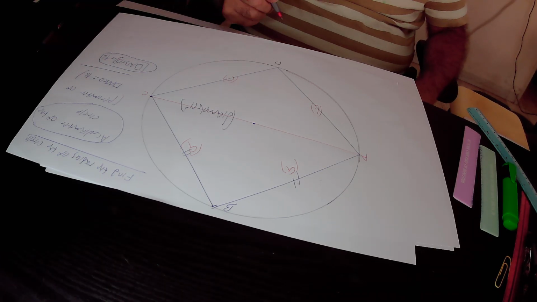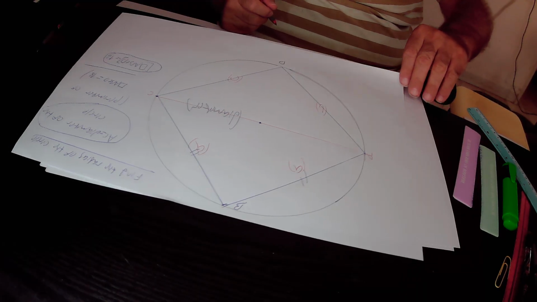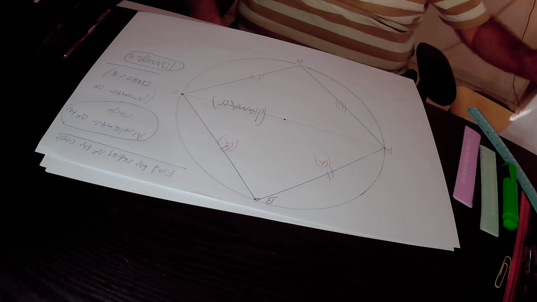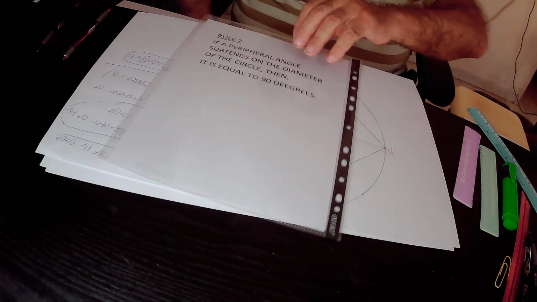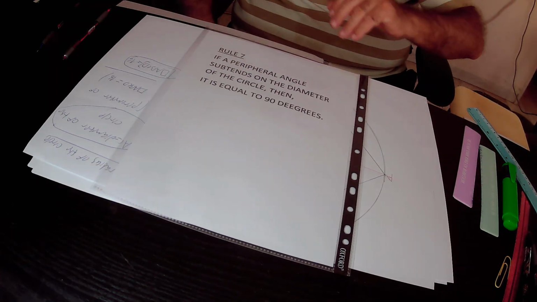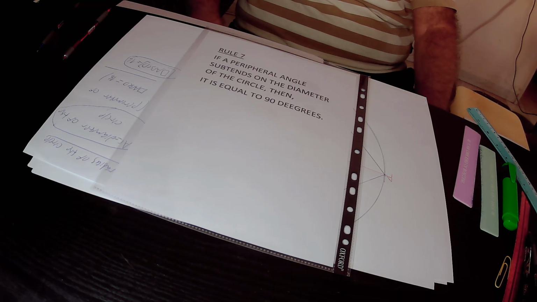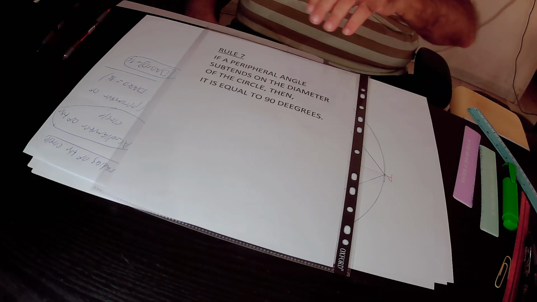So here we can implement Rule 7 in our drawing. Let me quickly repeat Rule 7. According to Rule 7, if a peripheral angle subtends the diameter of the circle, then it is equal to 90 degrees in its size.